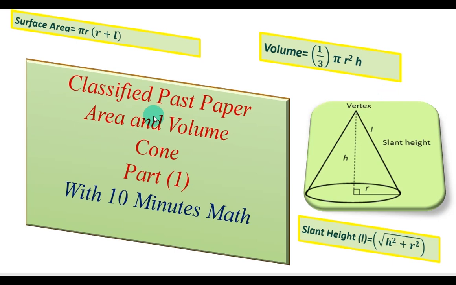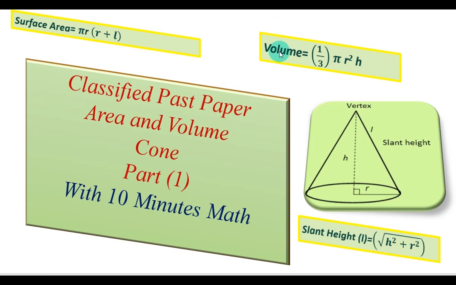Today we will cover area and volume of cone. This is our cone. H is the height of the cone. R is the radius of the bottom circle. And L is the slant height.